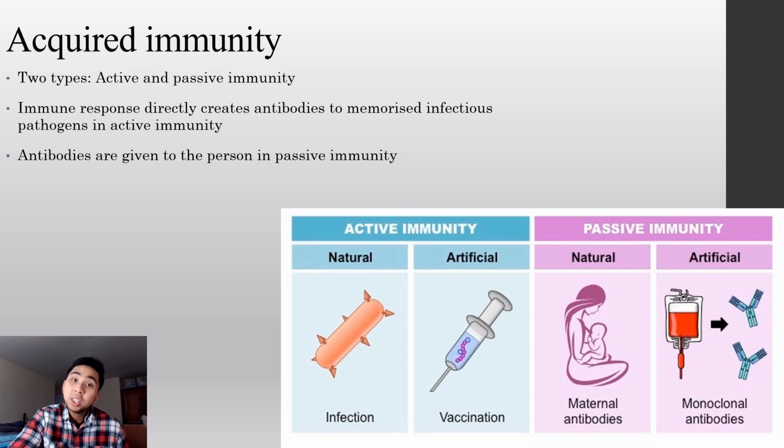Natural passive immunity involves the transfer of antibodies between a mother and child at birth or through breastfeeding. Antibodies will be transferred during pregnancy in the form of immunoglobulin G, which can provide additional protection for up to 6 months. Artificial passive immunity involves acquiring protection through transfusion of monoclonal antibodies. Examples of this method include blood transfusion or injection.